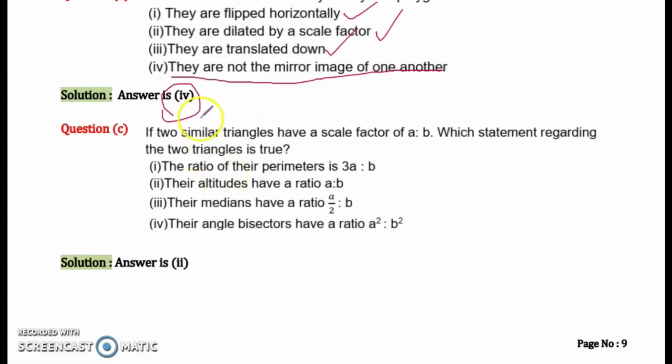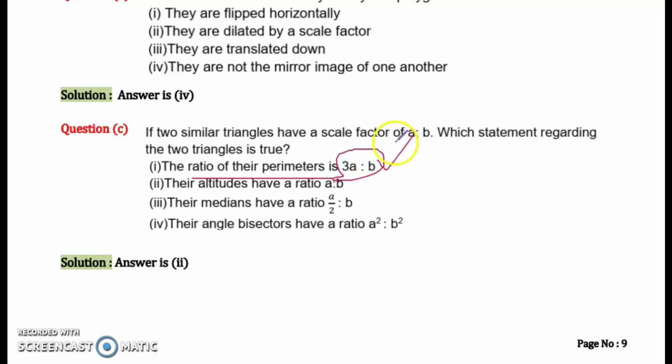See here, by understanding the diagram we are able to complete our problem. Two similar triangles are in the scale factor a is to b. Which of the statements given below regarding the two triangles are true? If we have similar triangles, what happens to the ratio of the perimeters? Sure, it is not going to be this answer. What is going to be the medians? It cannot be a by 2 is to b. Everybody knows this. What about the angle bisectors? Sure, it is not a square is to b square. Therefore, which is the clear answer? A is to b is going to be the clear answer, right?